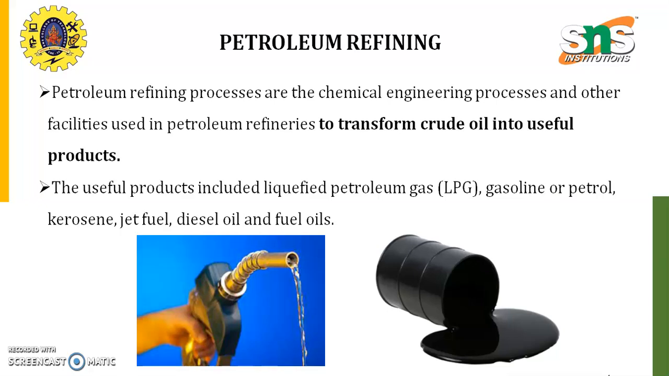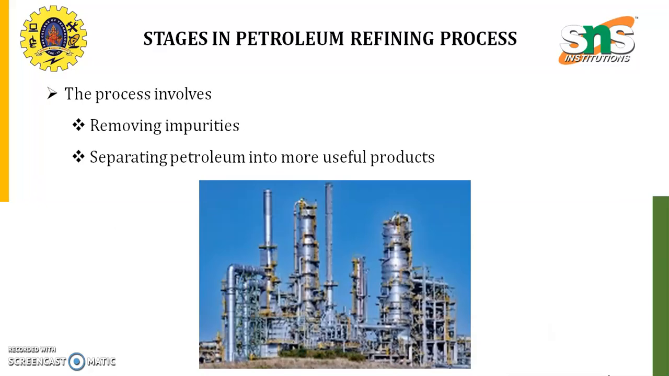First one is liquefied petroleum gas, which we generally call LPG. Then gasoline, or petrol, kerosene, jet fuel, diesel oil and fuel oils. These are the useful products we are getting from the crude oil.